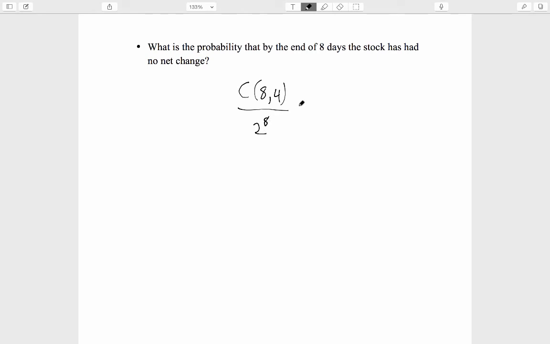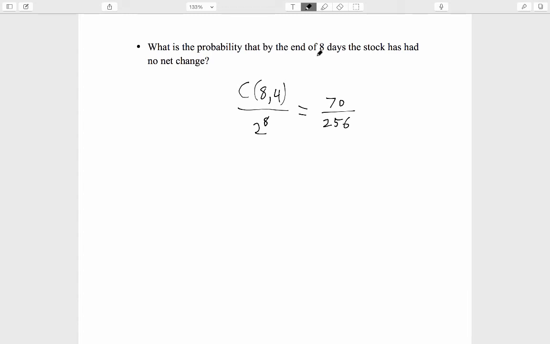And that's interesting, we've actually computed this before. This is 70 over 256. This is the same probability we computed for obtaining an equal number of heads and tails on 8 flips of a fair coin. Mathematically, that question about equal numbers of heads and tails and this question about no net change are equivalent.